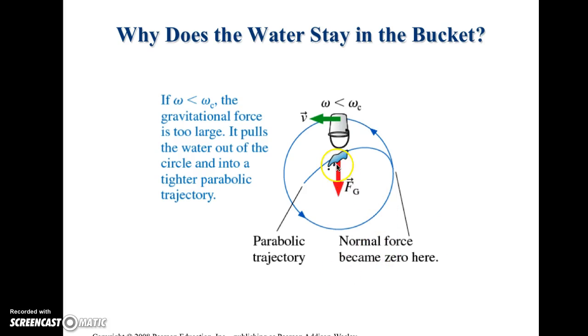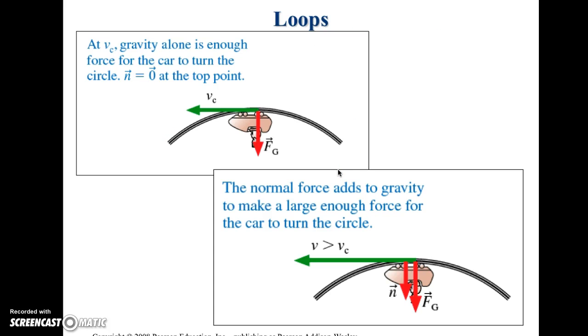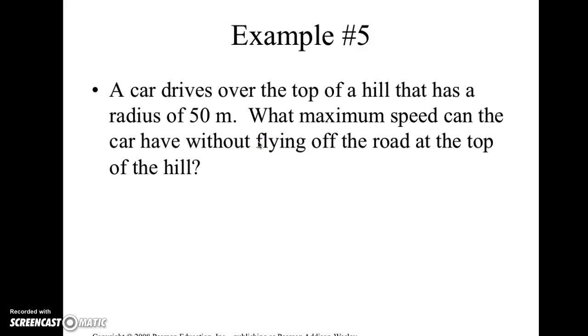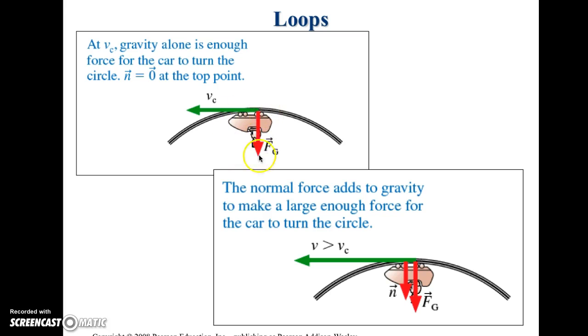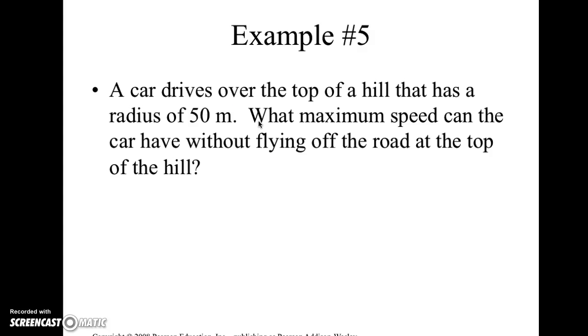So here's an example where if gravity is too big, then the water will fall out of the bucket. But here's the situation I was talking about. At that very top, if we've hit that critical speed, the normal force here will actually be 0. And so the only force that's pointing to the center and keeping this thing moving in a circle is the force of gravity. So that would apply to this example here.